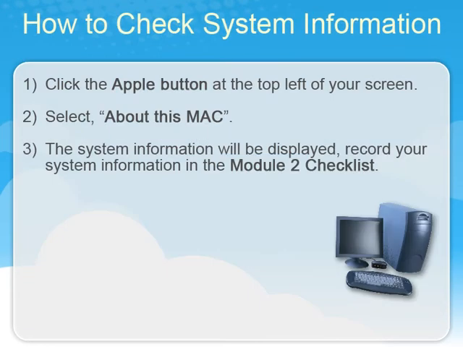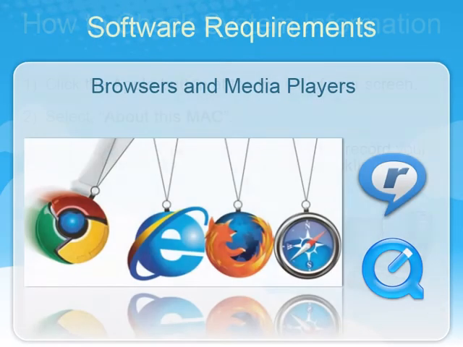Now it's your turn. Follow the steps to check your system information. When you have recorded your system information in the Module 2 checklist, continue viewing the course content. This activity will walk you through step by step how to determine if you have the right software for online learning.